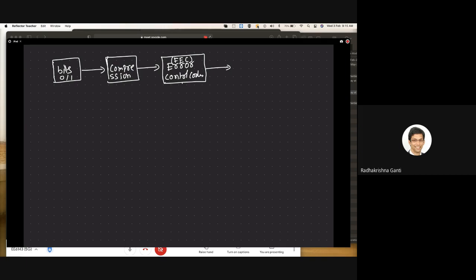So after the FEC code, again you get bits. Still we're in the bit domain. The FEC code output also is bits. Then what you do is mapping, modulation. Essentially, this is a constellation mapping.